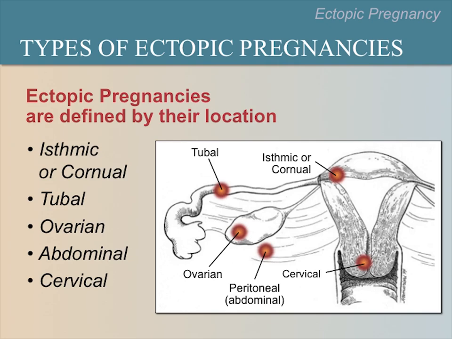There are several types of ectopic pregnancies which are named based on their location. An isthmic or cornual ectopic can occur in the fallopian tube segment that is just inside the uterus. This is particularly dangerous as rupture often causes massive bleeding. Other types of ectopic pregnancies include a tubal, ovarian, abdominal, and cervical ectopic.